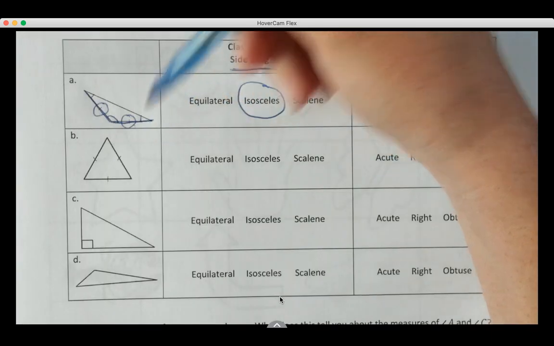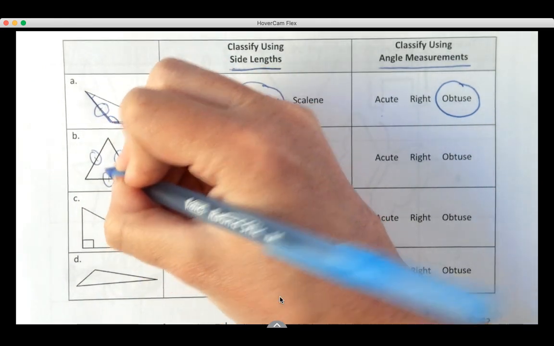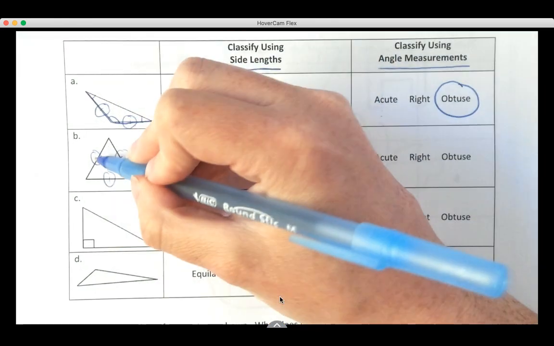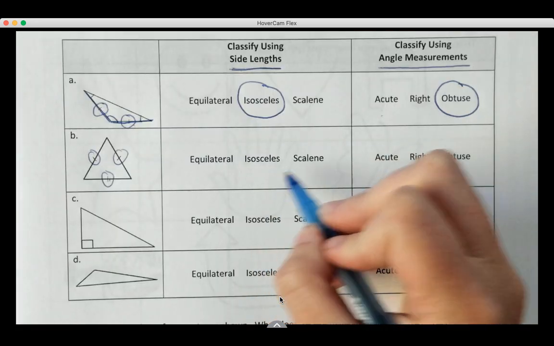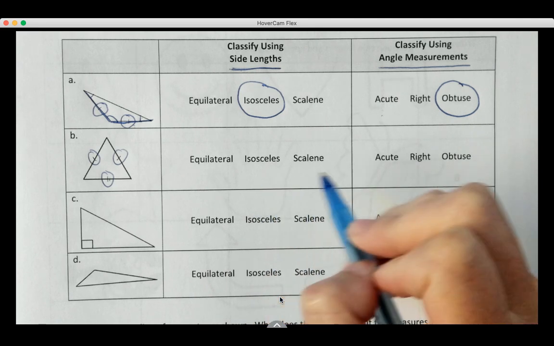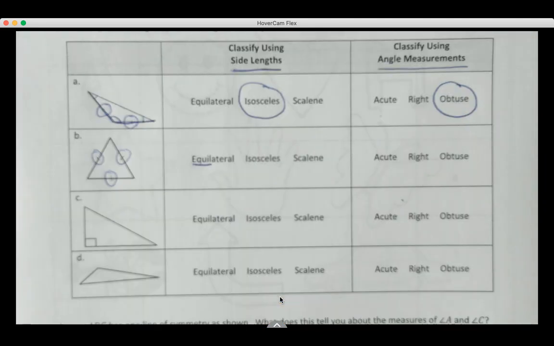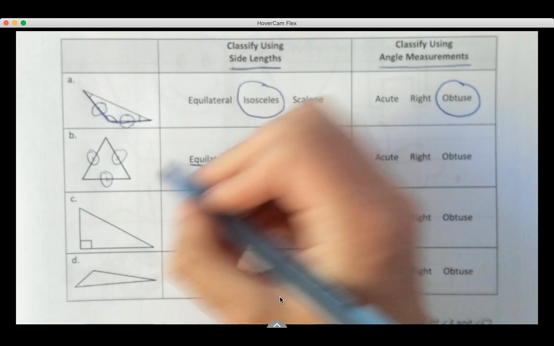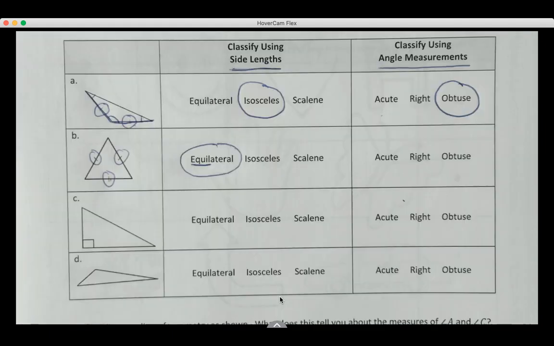Let's go to B. B, I see 1, 2, 3 dashes. That means all side lengths are equal. If all of them are equal, which one do you think it's going to be? Well, some of you see this word equal. So when all the sides are equal in a triangle, it's called an equilateral triangle. That's the best way to remember it by.